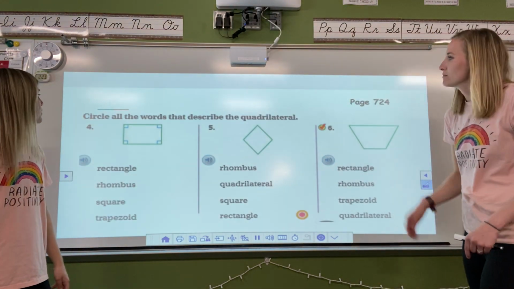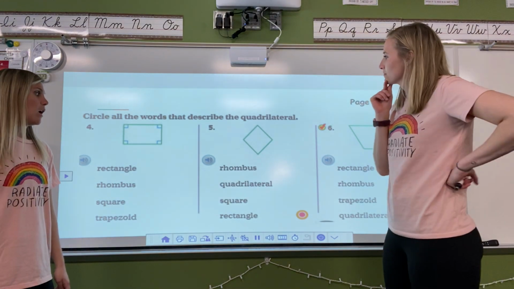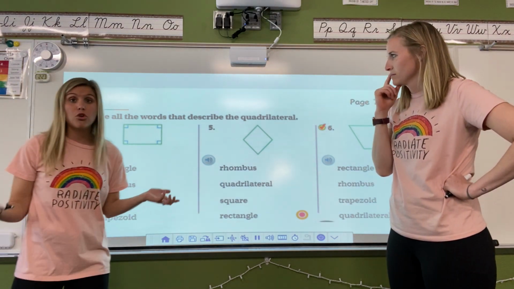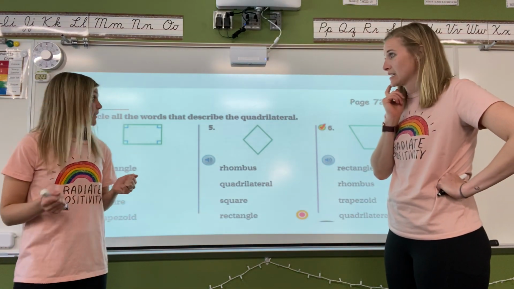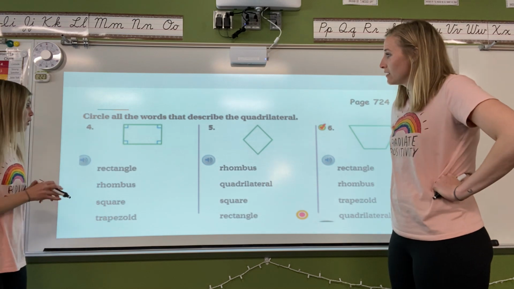All right. So now it says to circle the words that describe the quadrilateral. So you might need to circle more than one word because it says circle the words, plural. Okay, so let's look at this first one. We're going to go through all of them.